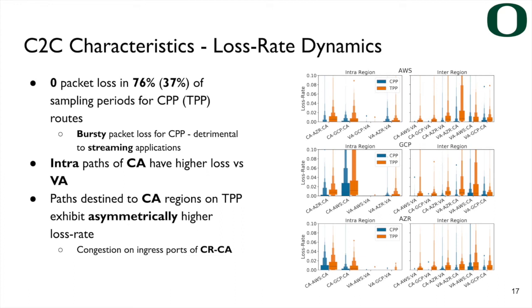The right-hand figure is again the distribution of these loss rates using the same format that we had. A couple of interesting observations over here: we observed that intra-paths of California have higher loss rates compared to Virginia, and for TPP paths that are destined to California, we observe an asymmetrically higher loss rate to their inverse path, which indicates that the ingress port of our California router within the TPP network is congested.